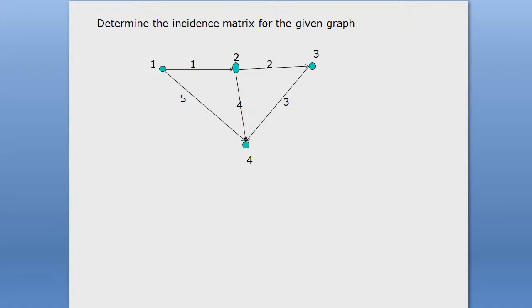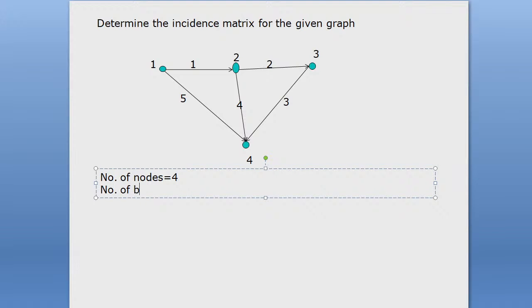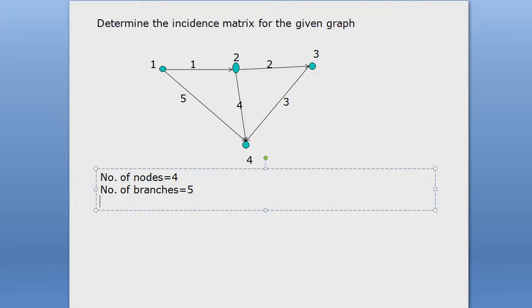Our first task is to calculate the number of nodes. The number of nodes is 4, as mentioned. Then you calculate the number of branches. The number of branches is equal to 5. Therefore the matrix order is 4 by 5.